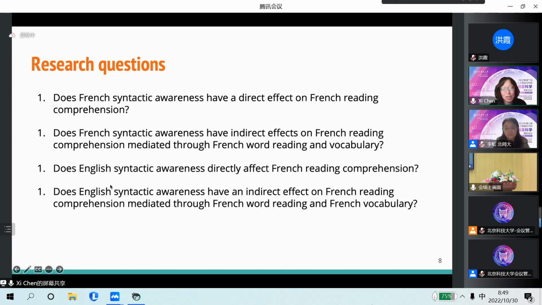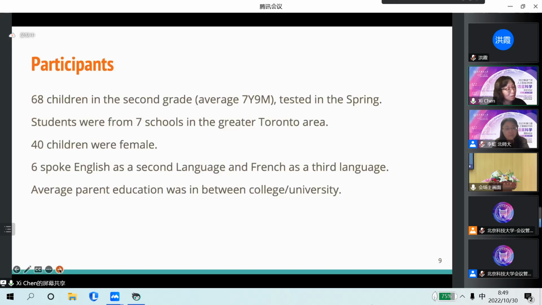And then we were interested in cross-language transfer. So we also measured children's syntactic awareness in English. And the question here was whether English syntactic awareness would directly affect French reading comprehension. And finally, we were also interested in indirect effects between English syntactic awareness and French reading comprehension. All right, so I'm gonna move on to the next slides.